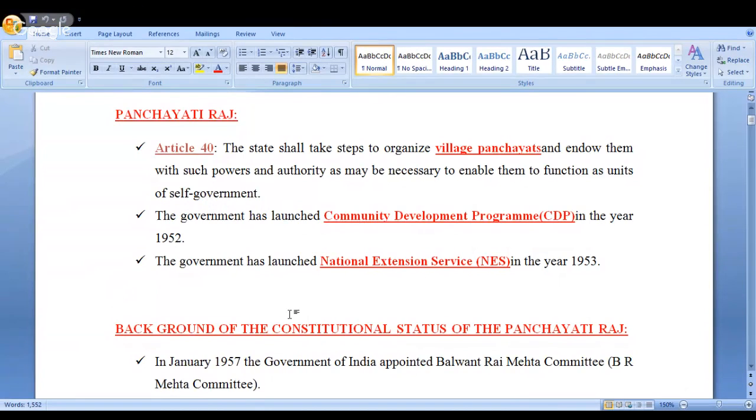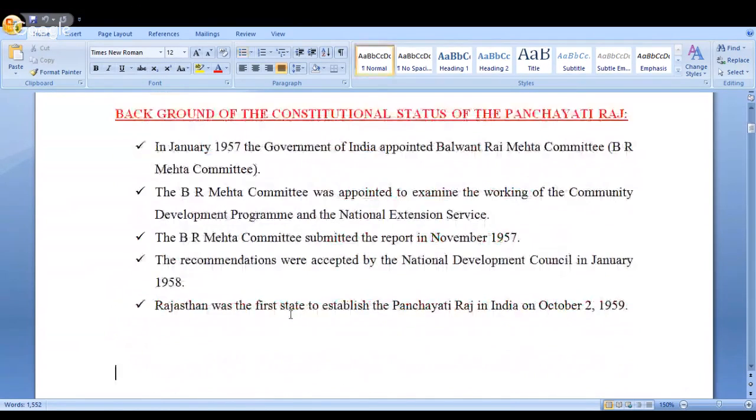Look at this. So what is the background of the constitutional status of the Panchayati Raj? In January 1957, the government of India appointed the Balwantaraj Mehta Committee, and the committee was appointed to examine the working of the Community Development Program and the National Extension Service. A report was submitted in November 1957, meaning the same year. In January, the committee was appointed. November, report has been submitted.